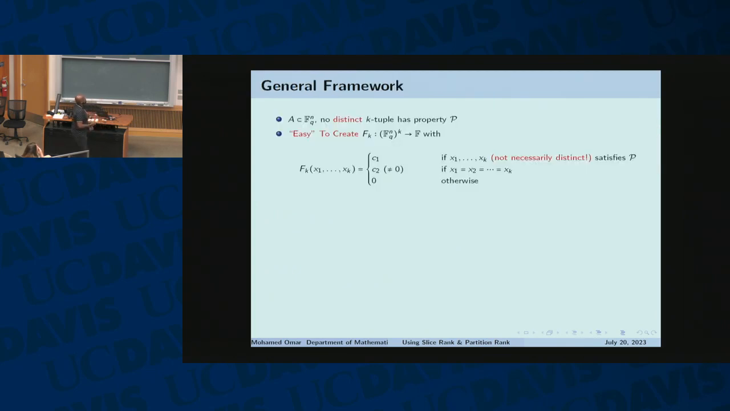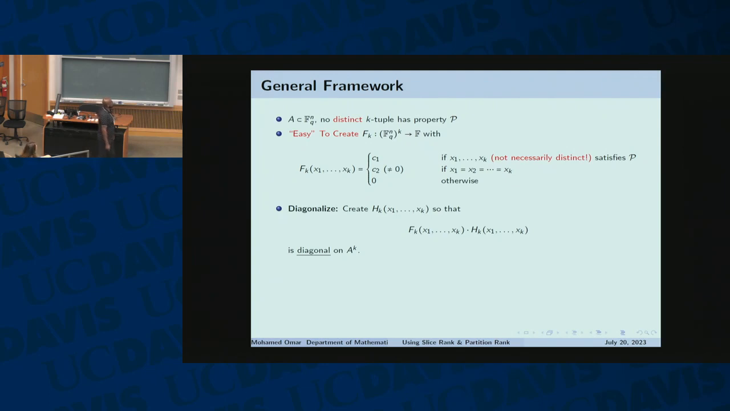Okay. So this is a thing that I noticed proliferating throughout all of the literature: people were looking at subsets of finite fields that had no distinct k-tuples with a particular property, and it was easy for them to create some type of function that was some constant if all of these variables satisfied the property that they had. But they weren't able to account for the fact that all of these were not necessarily distinct, and that's something that they wanted to handle, right? And it was another non-zero constant if they're all equal and 0 otherwise.